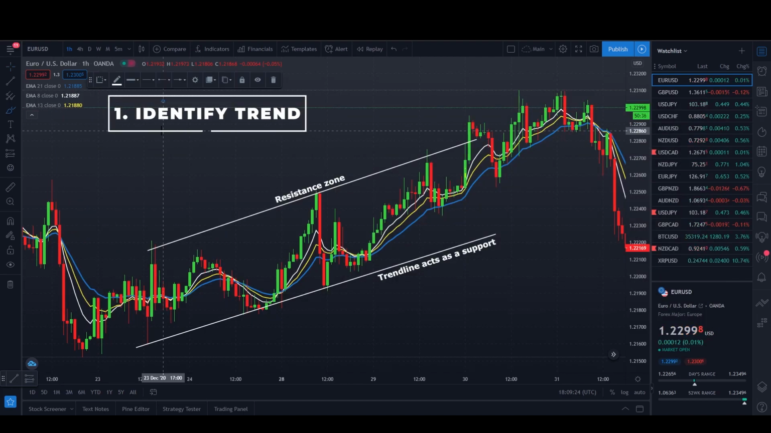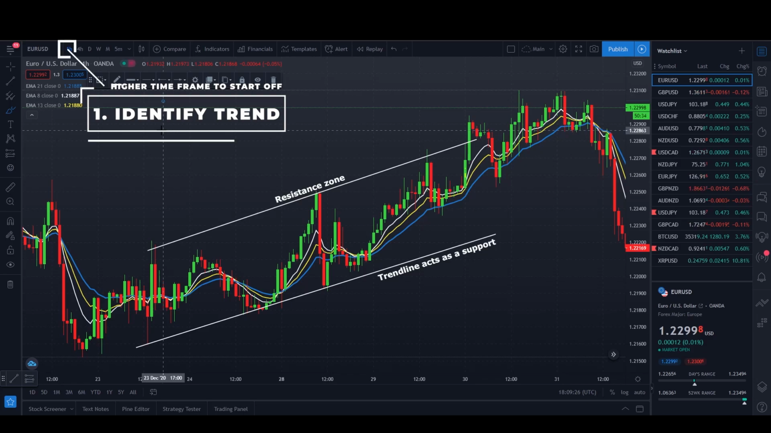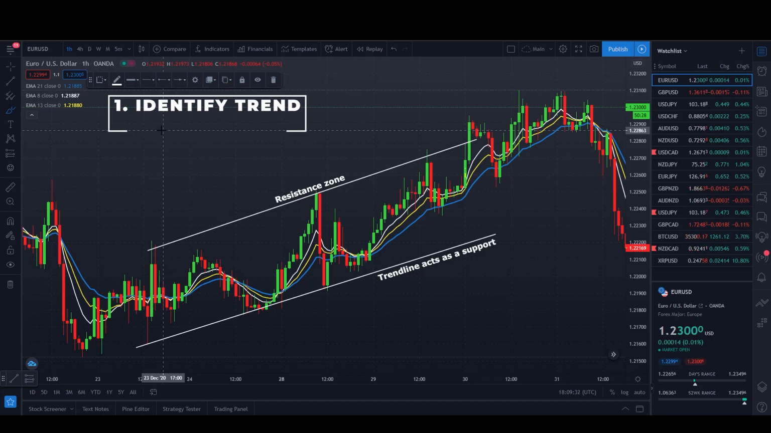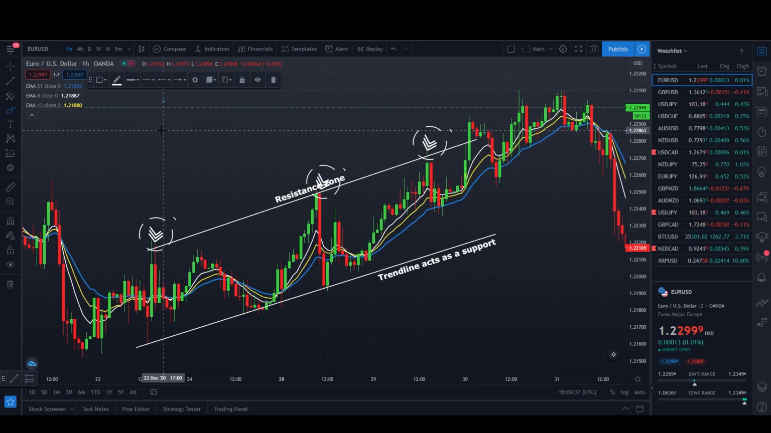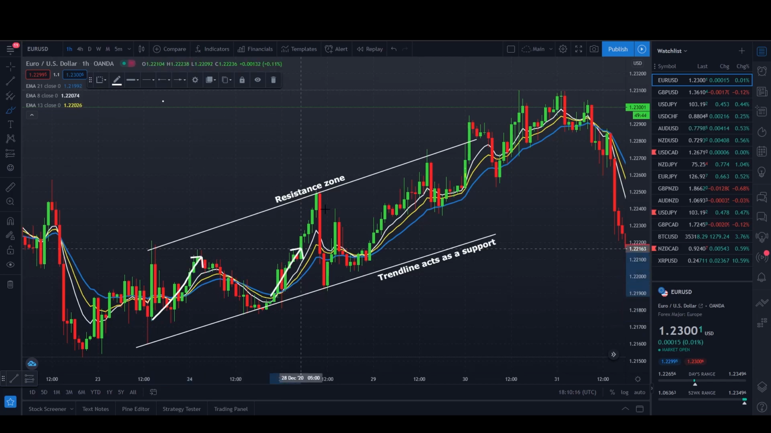So as you can see, I do have Euro USD on the 1 hour time frame. This will be my confirmation chart, just to know what's actually going on with the market. And as you can see, my resistance zone has already been identified because of the 1 2 3 touch pattern, and in this case my trend line acts as a support as well, because anytime price touches the trend line or a support zone, it just shoots towards the upside.